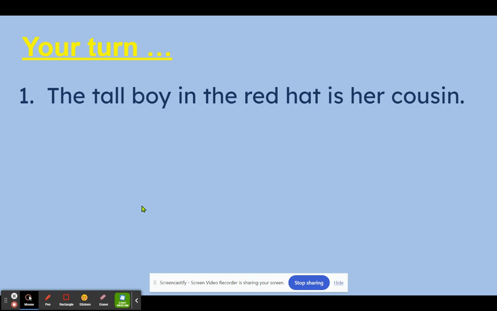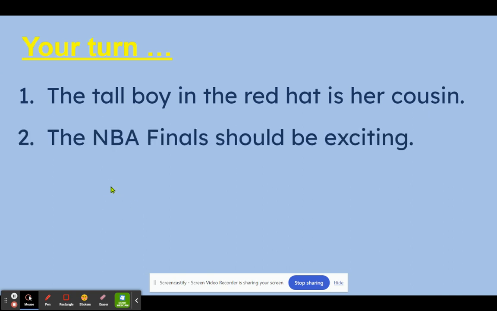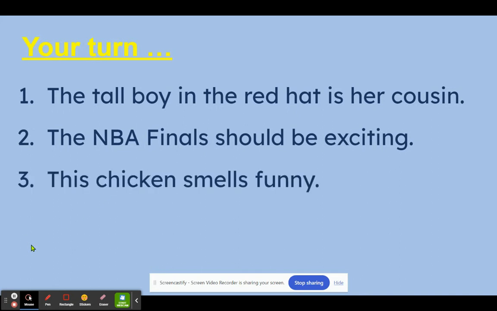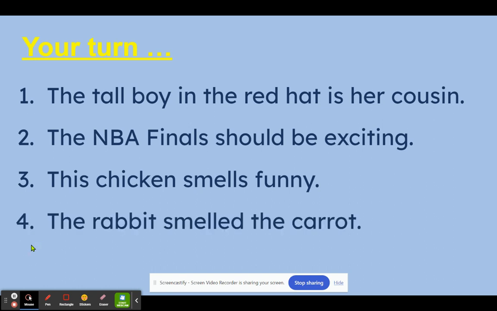Sentence number one: the tall boy in the red hat is her cousin. Number two: the NBA finals should be exciting. Number three: this chicken smells funny. Number four: the rabbit smelled the carrot.